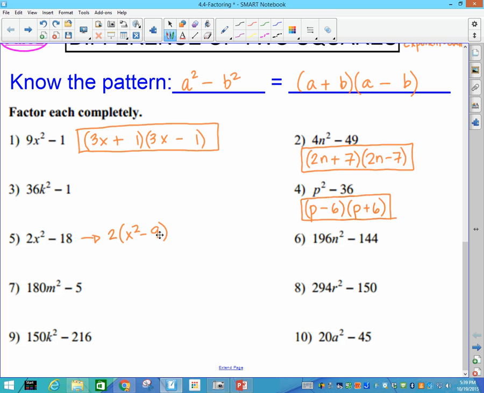This is a perfect square, and that's a perfect square. So I would go one step further. The square root of x squared is x, and the square root of 9 is 3. So this looks like this. So there you go, and that's our second group.